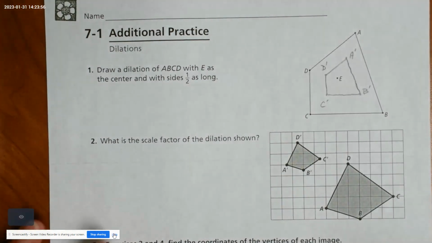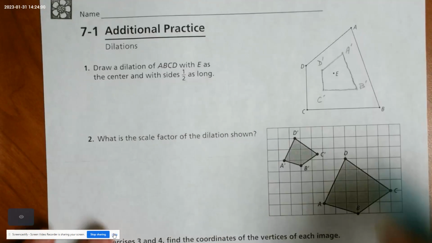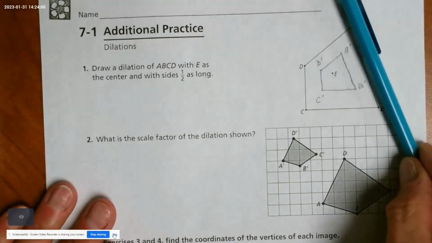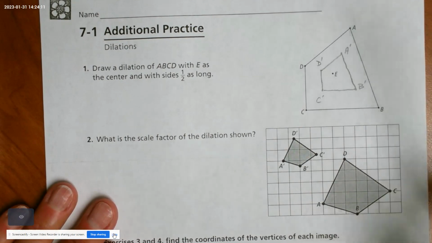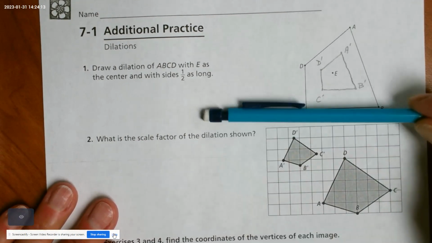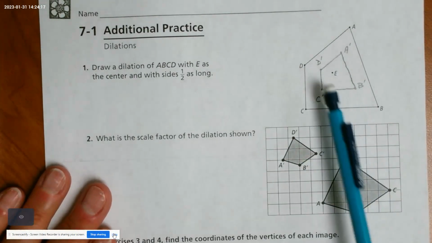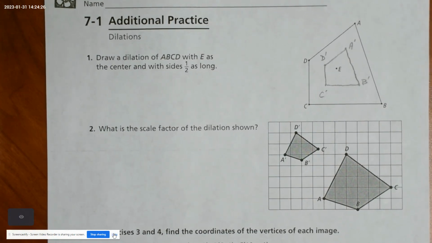And what you're hoping for is that this new shape looks just like the original shape and is half as big. Another way to tell how great you did was to look at the lines like AB and A prime, B prime, and see just how parallel those two lines look. How parallel do these two lines look, etc. Okay, if they really look parallel, then you know you did a pretty good job. So that's number one. Number two, what is the scale factor of the dilation shown?